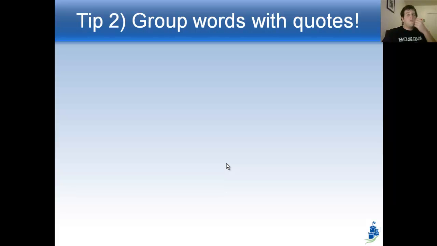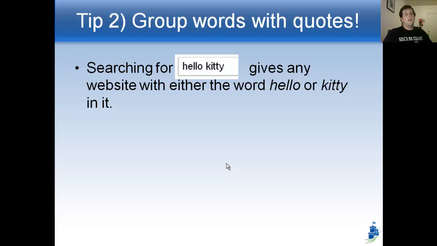Tip 2 is to group words with quotes. Okay? Quotes. So for example, if you were to search Hello Kitty with no quotes around it, that would give us any website which has either the word hello or kitty in it. And Google and most search engines will give preference, will rank highly, the web pages that put hello and kitty right next to each other. So many web pages that have Hello Kitty right next to each other will be at the top.